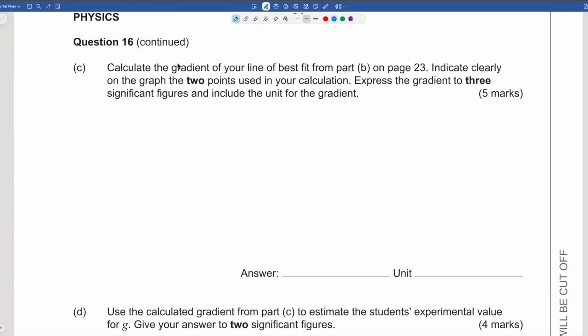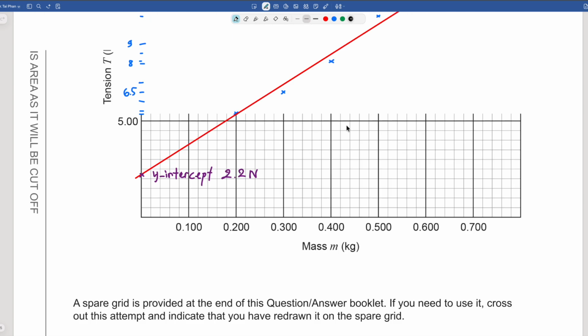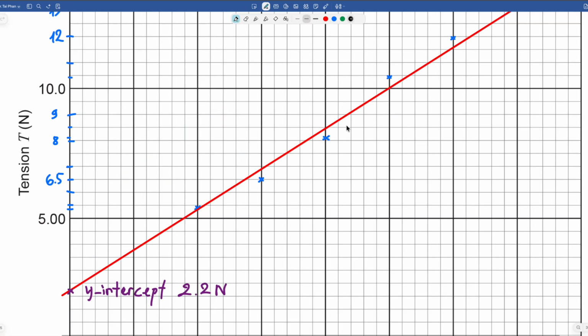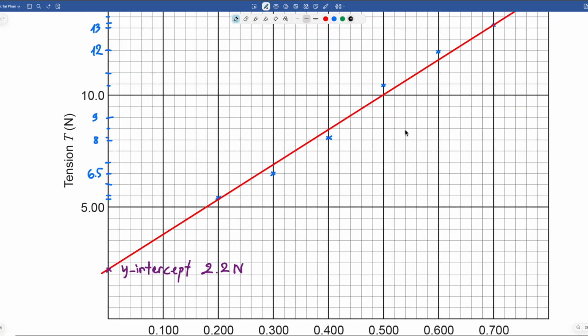Calculate the gradient of your best fit line on page 23. Indicate clearly on the graph 2 points used in your calculation. Give the gradient to 3 significant figures and include the unit of the gradient. We need to choose 2 points on the best fit line to calculate the gradient, and of course the 2 points must be far away from each other.